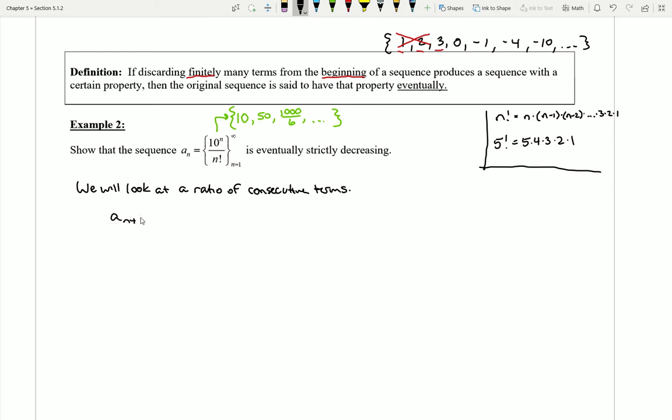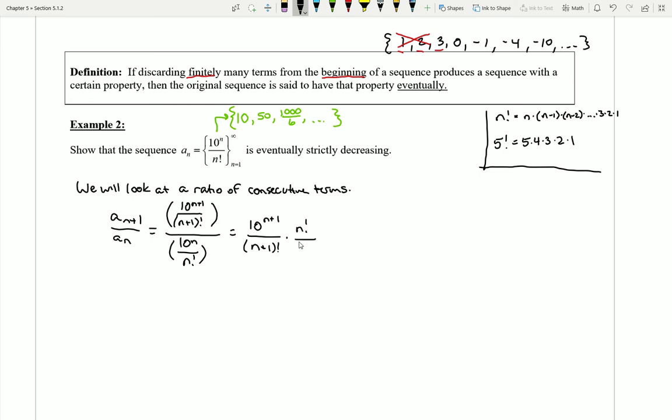So I'm going to look at a sub n plus 1 over a sub n to see what happens. Notice the number in spot n plus 1 is going to look like 10 to the n plus 1 over n plus 1 factorial. And in the bottom, 10 to the n over n factorial. Now, to simplify this down, I can simply multiply by a reciprocal and try to clean this stuff up.